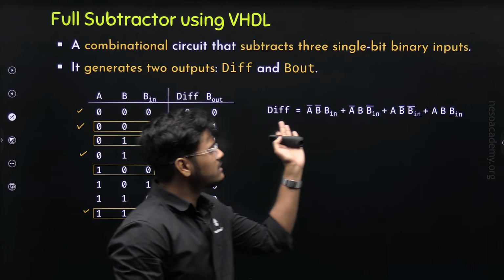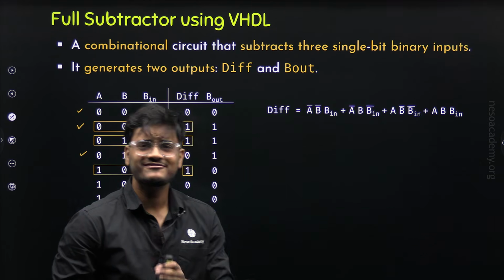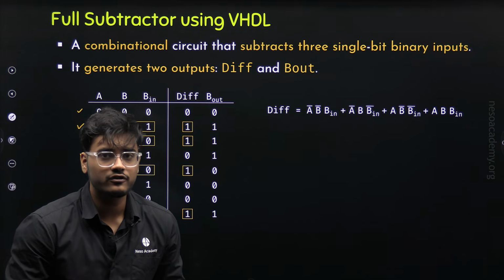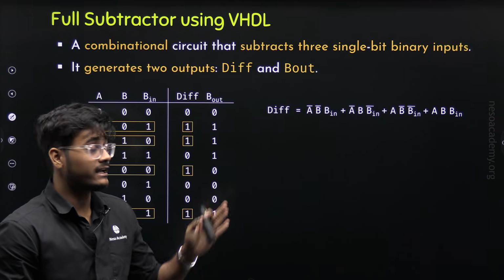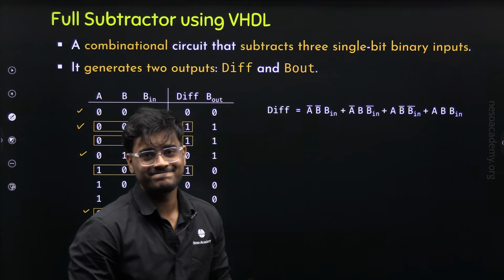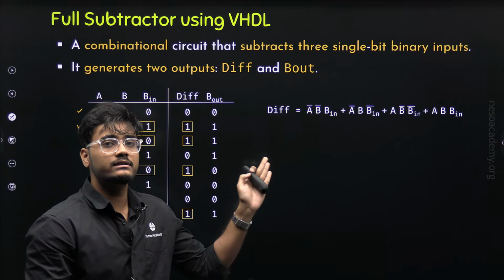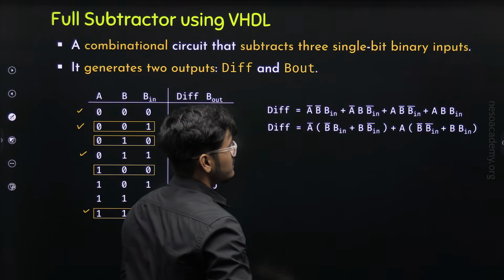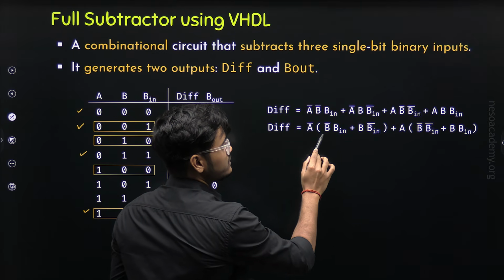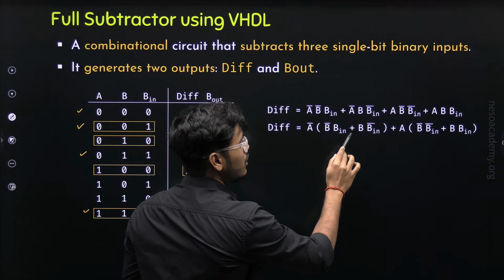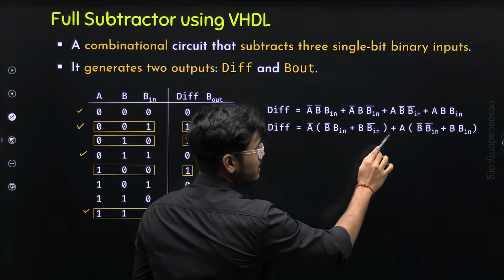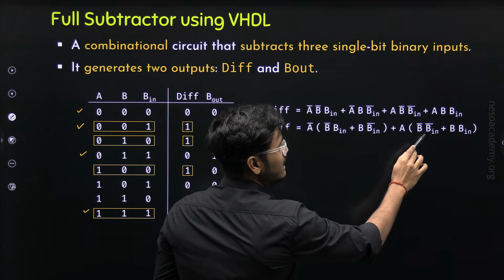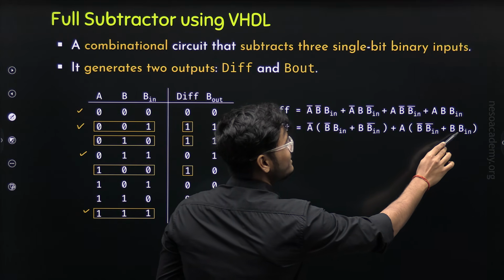Now, have you seen this Boolean expression before? Yes, we have already derived the Boolean expression for the output sum in case of full adder. Now, instead of C in, here we are having the input B in. So, in the same way, we will simplify this Boolean expression. A complement is common from the first two terms. After taking A complement as common, we are left with B complement and B in, or B and B in complement. Or, after taking A as common from the last two terms, we are left with B complement and B in complement, or B and B in.